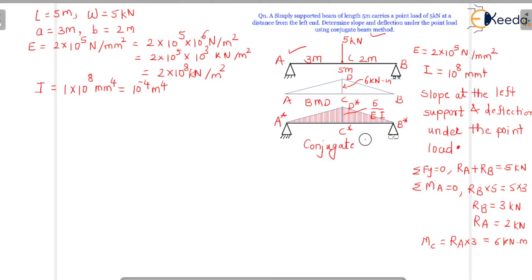Now for this conjugate beam, we again have to calculate the reactions. What is RA star? Now our loading becomes triangular loading here. We have to calculate RA star and RB star. So let us calculate the reactions at A star and B star for the conjugate beam. So consider moment about A star.